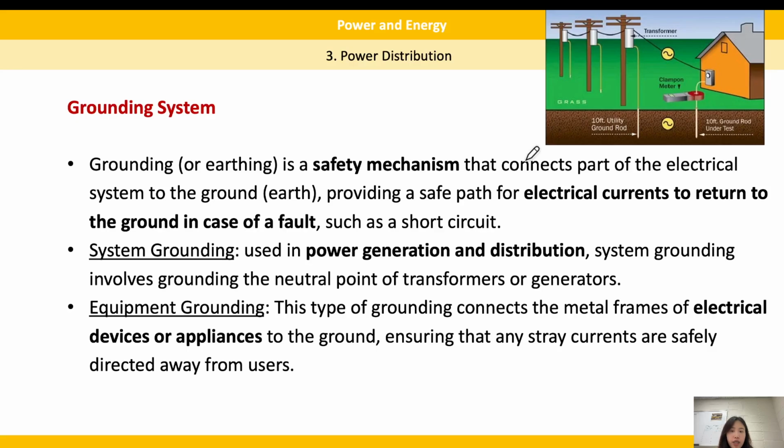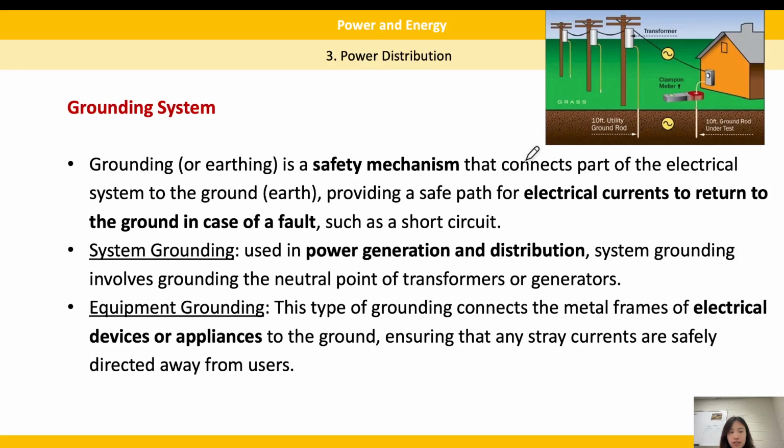A short circuit is very dangerous, so we have to avoid it. That means the resistance is very low, which causes the current to be very high. So it's very dangerous for equipment and users. There are two types of grounding system.